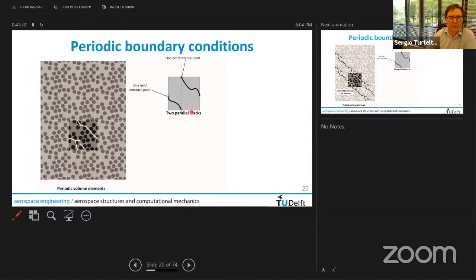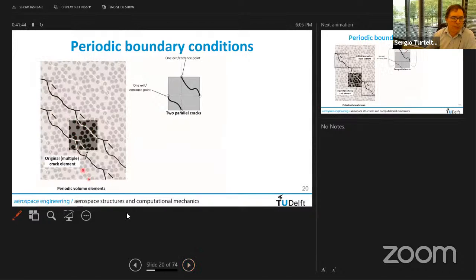And if it exits here, then it has to reappear here. So by following periodicity, if you see this domain here in white is where the cracks are, you have to repeat those. And then you get this crack here, but then you also get this crack here. And if you look carefully, you have a crack here and a crack here. So you have all these parallel cracks.